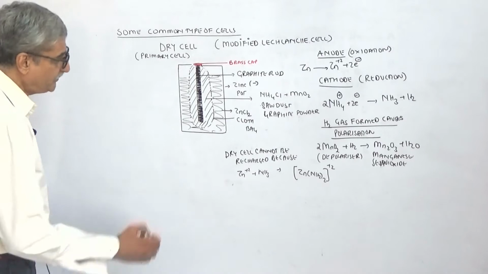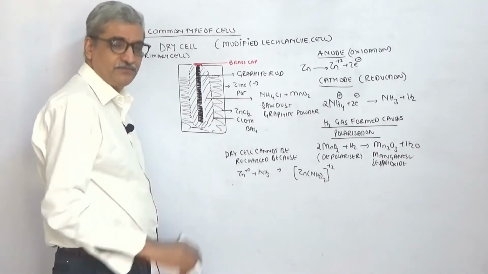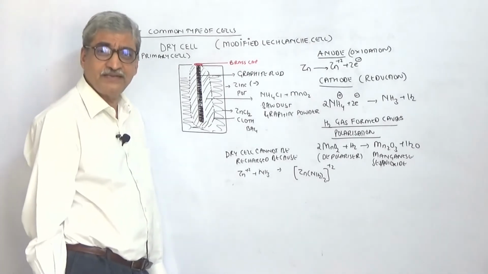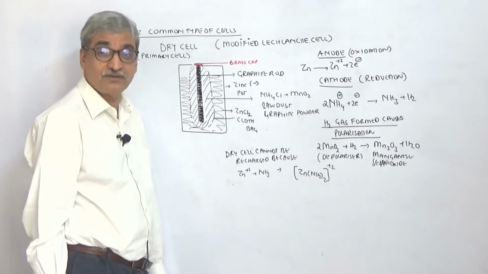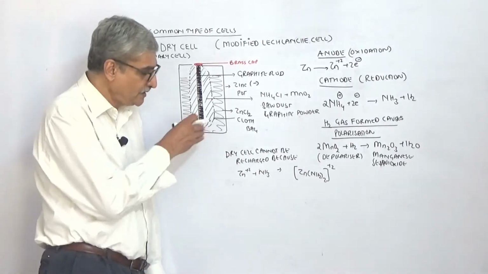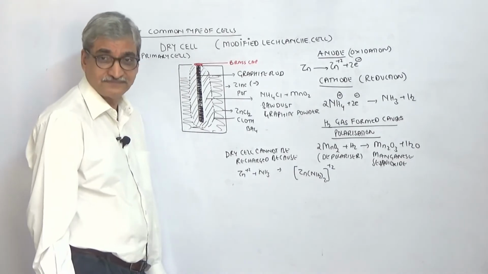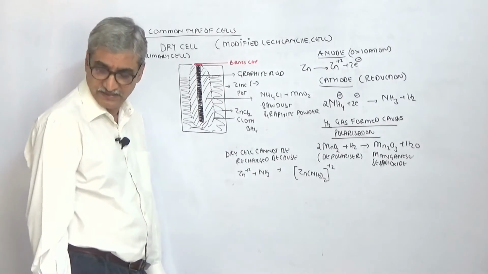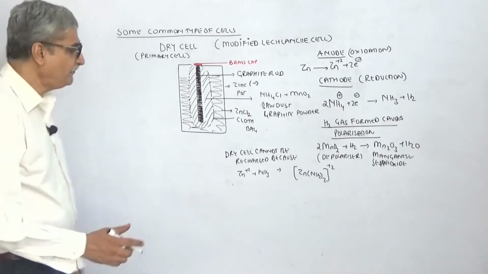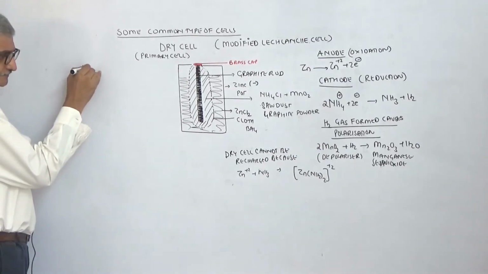There is one modification. One more thing, the disadvantage of ammonium chloride is that it is a salt of weak base and strong acid. With little water, it undergoes hydrolysis and creates acidic condition. It slowly corrodes the zinc and the whole thing can leak. So if you keep the battery for a long time, you'll see that it has leaked because of this. So therefore, one modification is an alkaline dry cell.